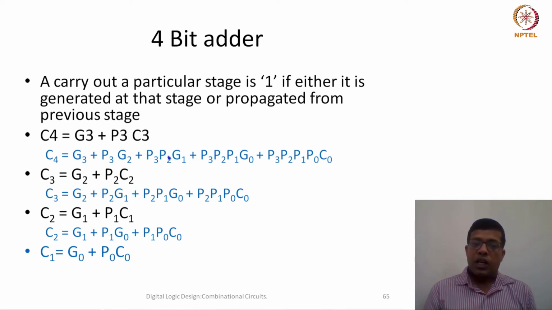Now there is another thing which we have to see, that this is the equation for carry 4. So if I need to find out carry at any nth stage, the size of this equation will keep on growing, as well as the maximum number of inputs to this equation will also keep on growing.